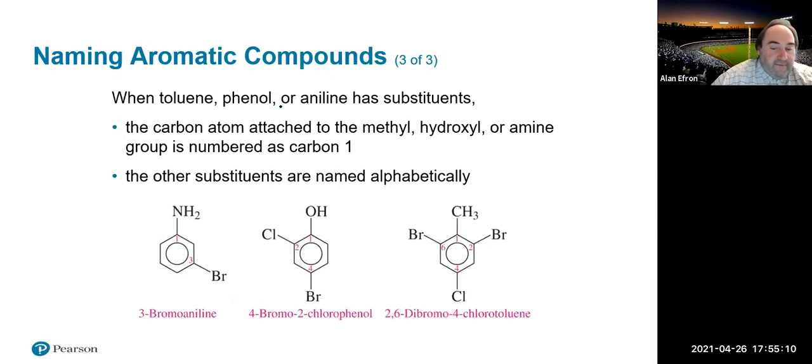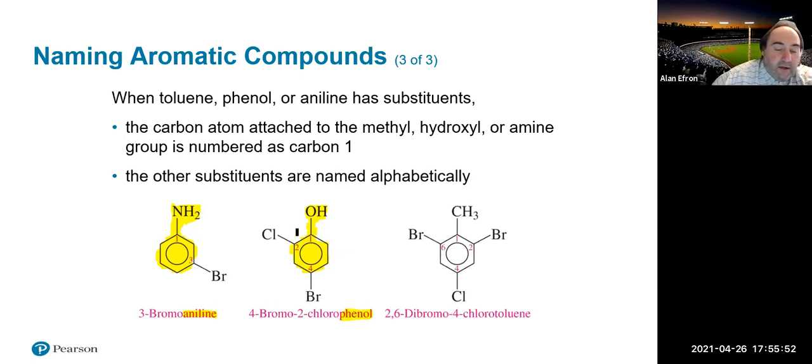So when toluene, phenol, or aniline has a substituent, the carbon attached to the methyl, hydroxyl, or amine group is number 1. So just to sort of highlight it for you here, these are some of those historical guys we were talking about. So this whole thing right here is aniline. And that's where this part of the name is. Again, where the nitrogen would be carbon number 1, and the bromine becomes carbon number 3. This part right here, the benzene ring and our OH group, is where the phenol part of the name comes from. Again, that being carbon number 1.